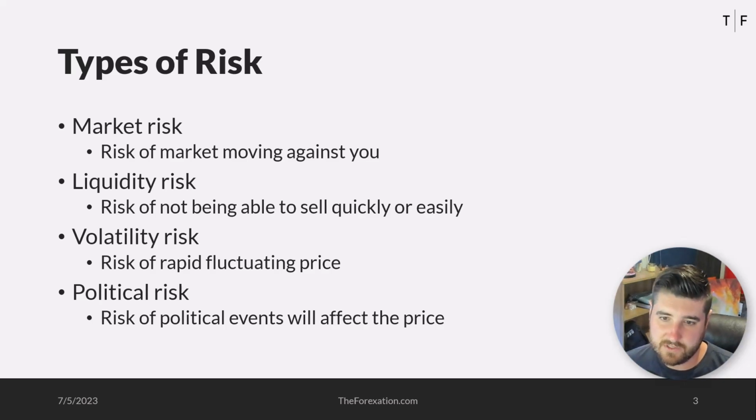And then the last one, which we've seen a lot of in the past few years, and that is political risk, the risk of political events affecting price. If you just Google some events and then go look on the charts and see how price moved on those days, you could see when something big is going on in the world, stay out of the market and control your risk at these times.